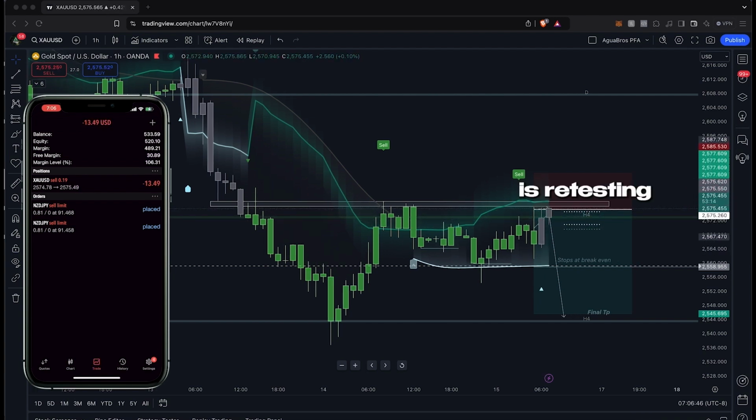Looks like price is retesting the entry one more time. I technically can enter here, but since I'm over leveraged, 40% of my account on this position is at risk. I'm just gonna let it play out. And as long as price doesn't break above this resistance area, I'm in the clear.